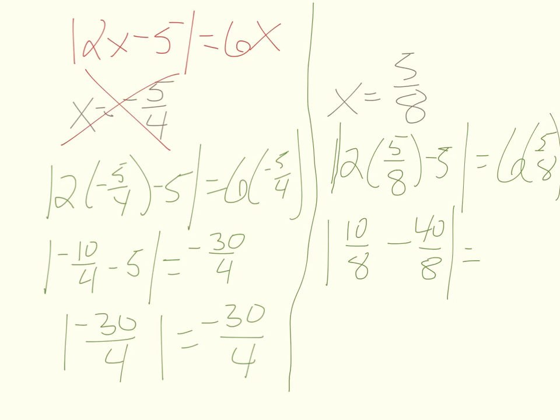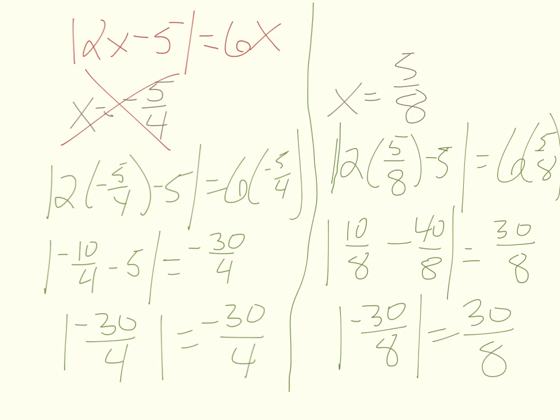Does that equal 6 times 5 is 30 over 8? Okay, for the same reason. This says the absolute value of negative 30 over 8. Does that equal 30 over 8? Yes, it does, right? Because it makes it positive on the left-hand side. So this is an answer. That's our only answer, 5 over 8.